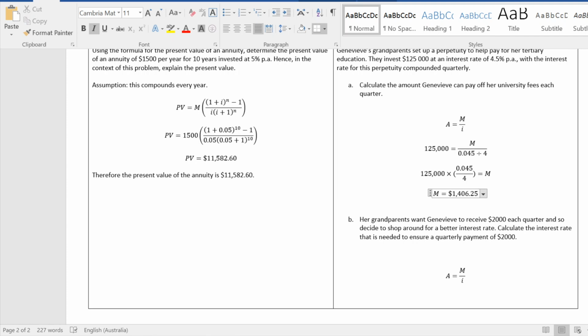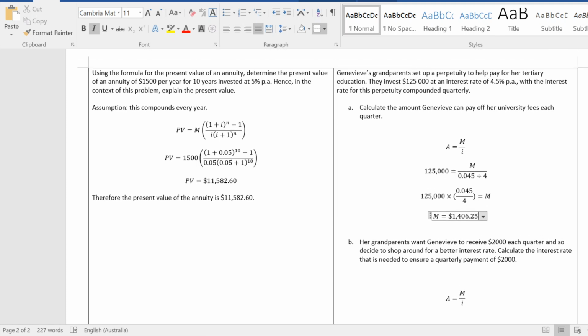$1,406.25. Now, what this M value means is, while this $125,000 is sitting in a bank account generating interest every 3 months, because that's when it compounds, every 3 months it's going to generate a compound interest amount of $1,406.25. Now, what Genevieve can do is go to the bank every 3 months and take out exactly this amount of money.